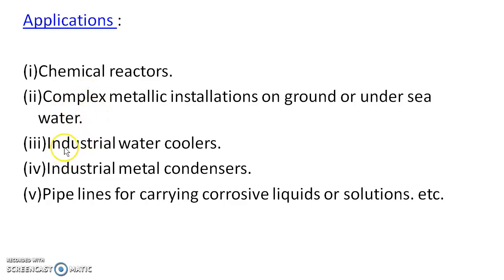Again, this method is helpful for protection of industrial water coolers, industrial metal condensers, and pipelines, mostly those that carry corrosive liquid or solution. For that protection, the anodic protection method can be useful.